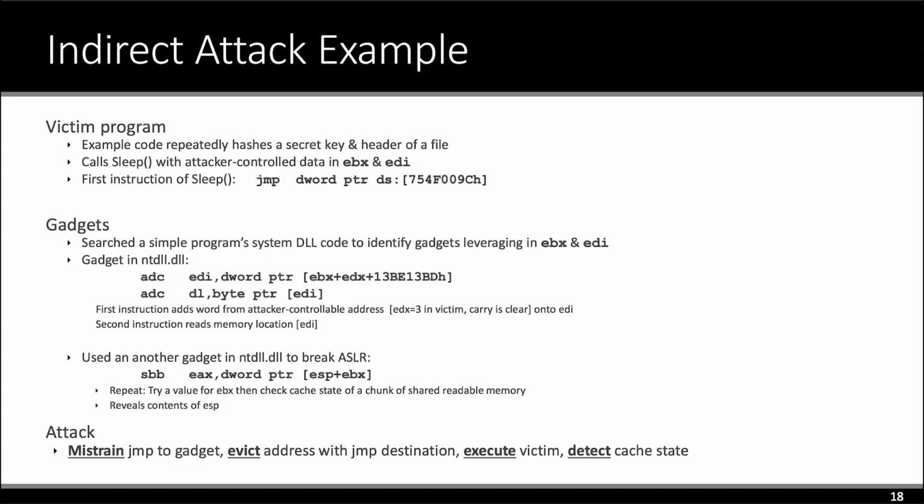So in the case of one of the implementations I did, I was looking at a Windows machine program, and it turns out that when you call the sleep function, the first thing that happens is that there's an indirect branch in the DLL that implements that jumps to the code that implements that. So I decided that I was going to hijack that jump, and it turned out in the victim code that I was looking at, the EBX and EDI registers happen to have things that the attacker could control.